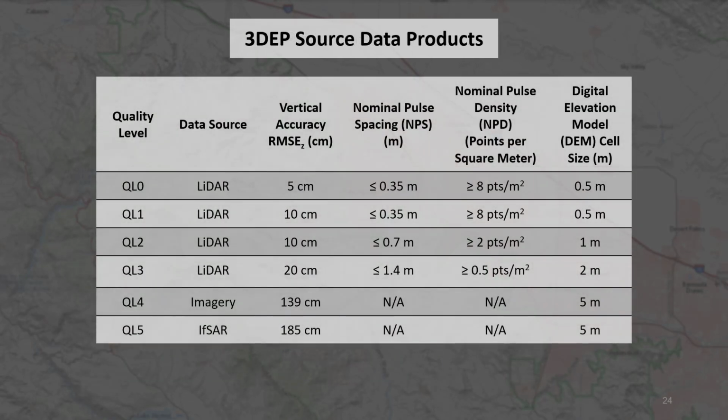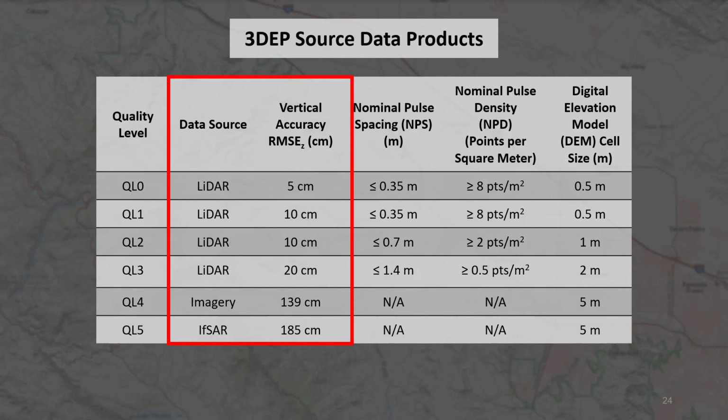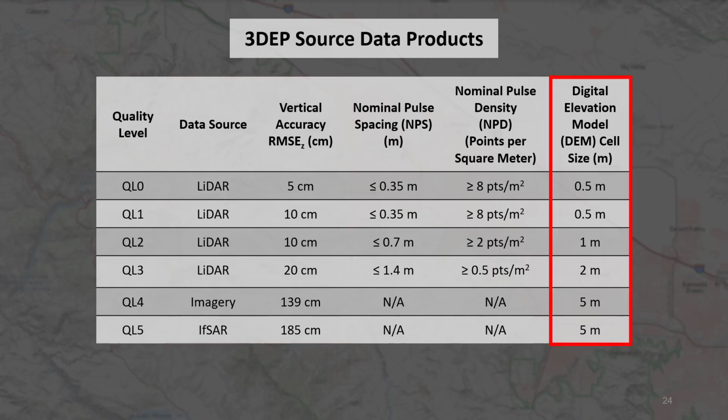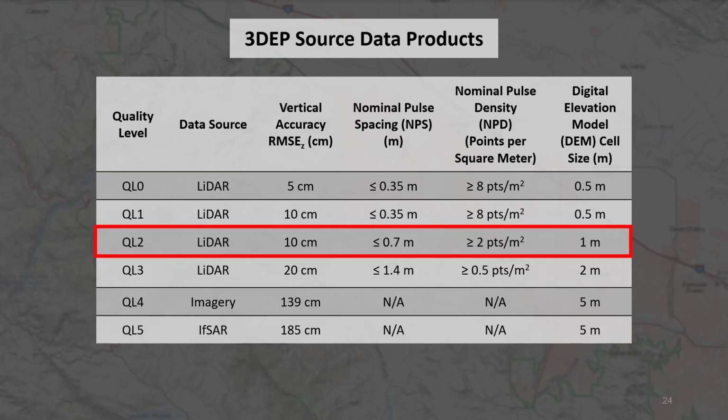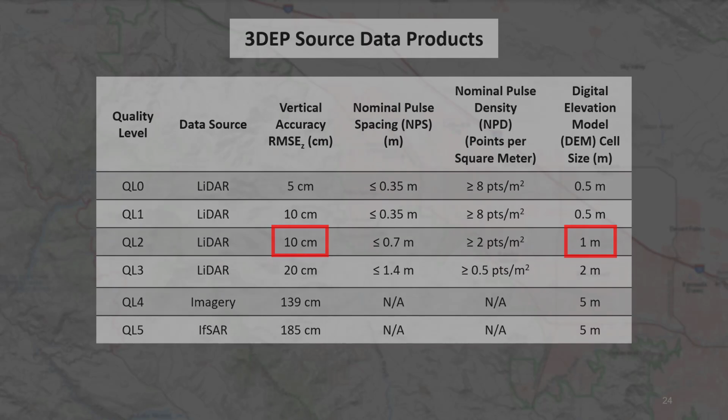To use the data properly, it is important to understand the quality of the LiDAR and IFSAR data that is being collected. The table shows the source and vertical accuracies for each quality level as well as the resulting DEM products. USGS 3DEP requires quality level 2 or better LiDAR. For example, QL2 LiDAR's vertical accuracy is 10 centimeters, which is suitable for the production of 1-meter DEMs.